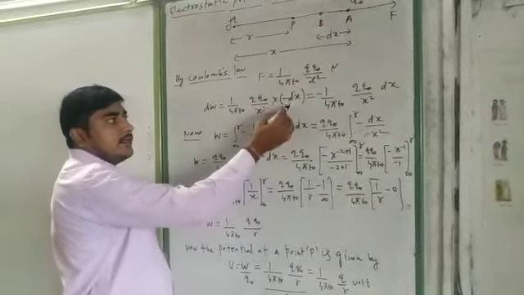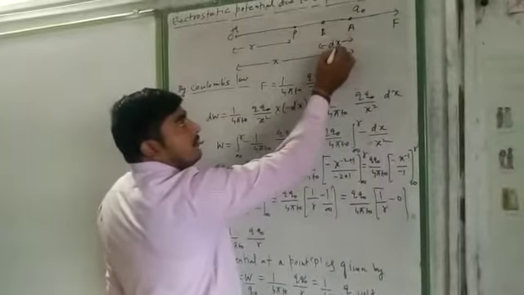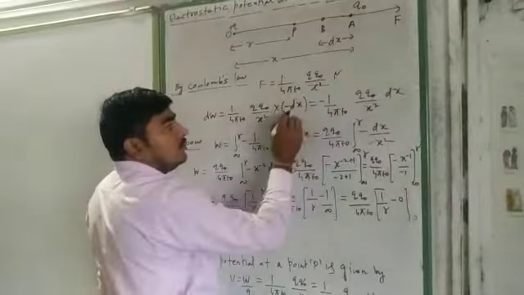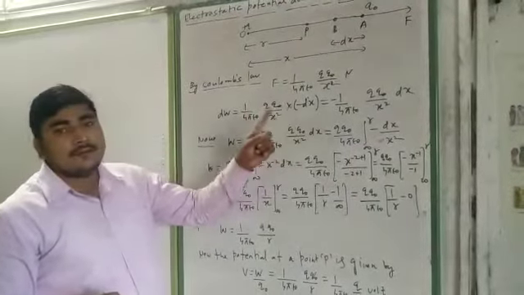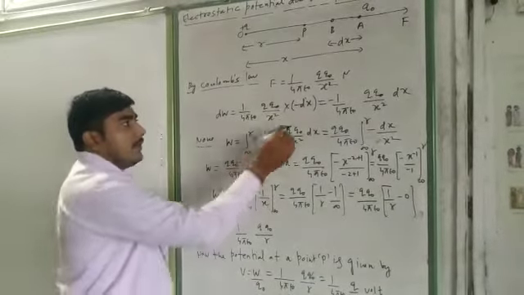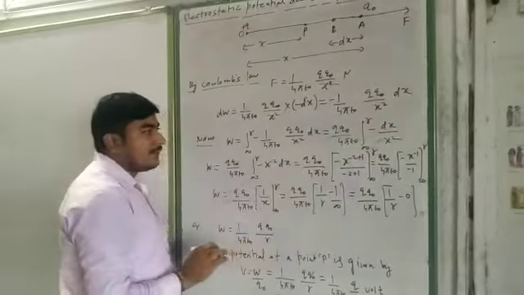Why am I taking the negative sign? Because the displacement is opposite to the direction of force, so we take the negative sign with the displacement. So we can write dW equal to minus 1 by 4 pi epsilon naught Q Q naught by x square dx.